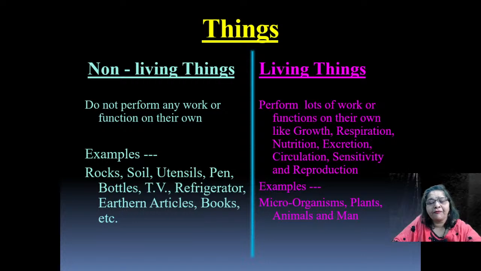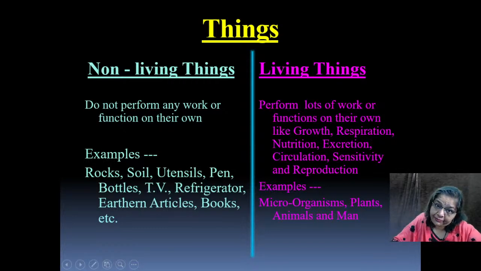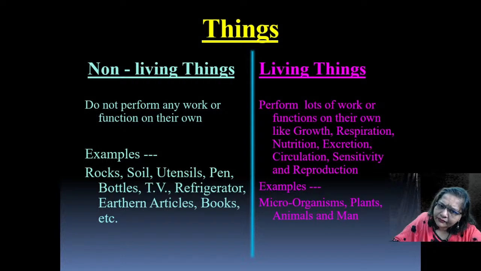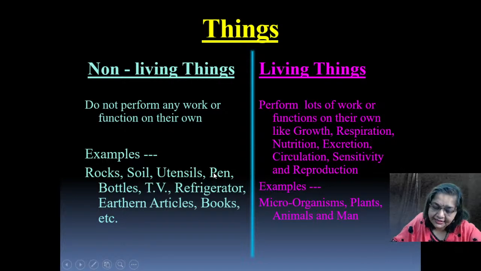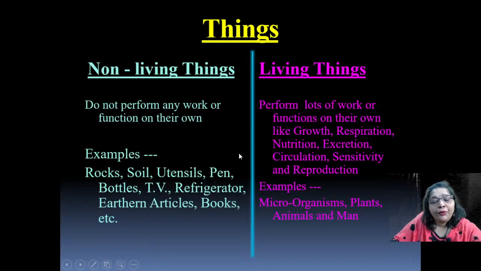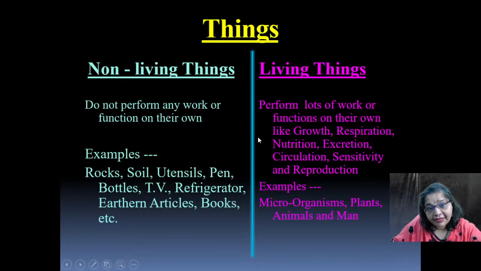Whereas living things, because they perform a lot of functions, include organisms like microorganisms. About microorganisms, you must have studied already. They are the viruses, which are obligate parasites. You have studied in 8th standard already. The bacteria, the fungi, the algae, all these are the microorganisms. Other living organisms are the plants, animals, and of course us, that is human beings, man. So this is the main difference between non-living things and living things.